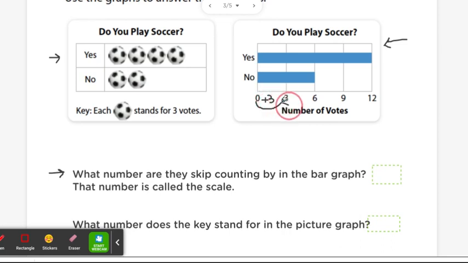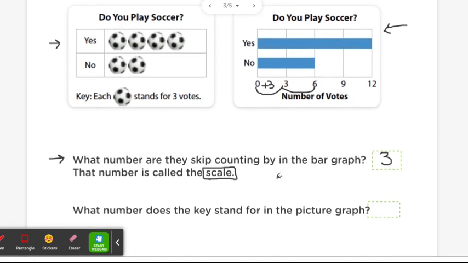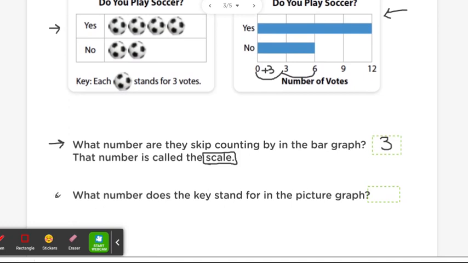How do I get from 3 to 6? I have to add 3 numbers, and so forth. So we know that they're skip counting by threes. And then we can just tell students that that number is called the scale. I think they'll remember it better if they can see the skip count rather than saying the scale is blah blah blah. So I feel like they would remember it better if they can do the skip count right on the bar graph.